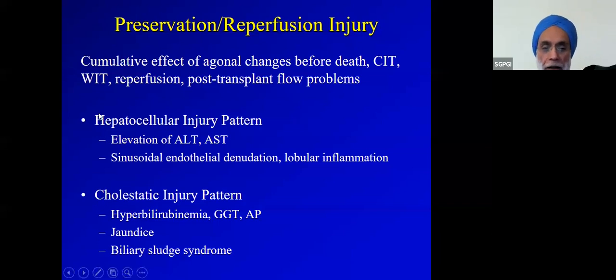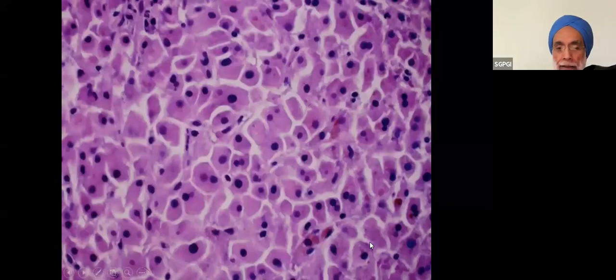Some people present with a hepatocellular injury pattern with the elevation of ALT and AST, but some people present with a cholestatic injury pattern. And they may even have jaundice and biliary sludge syndrome. And ischemia sometimes has an effect on the matrix. It dissolves away the connective tissue and it produces hepatocytes like this, which we call hepatocytolysis. This can also be seen as an artifact if you are putting the biopsy in saline for too long.